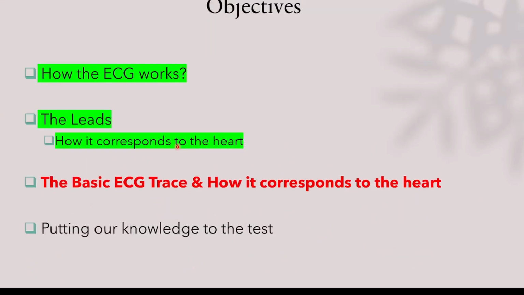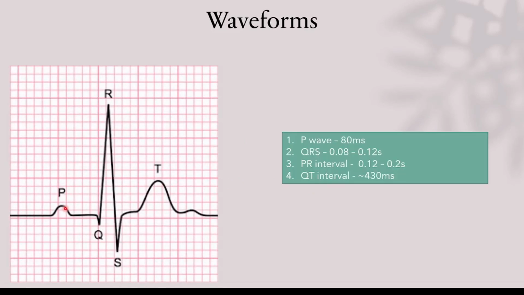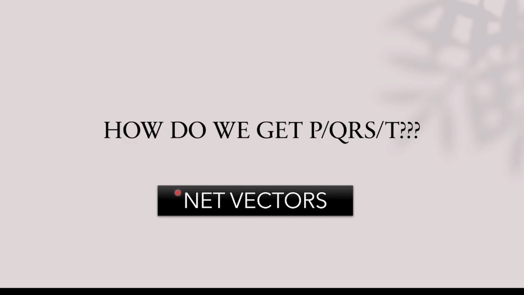Okay. Alright guys, so this is the end of the video. We have discussed today how the leads actually correspond to the heart. We looked at the specific directions and also gave the example of a myocardial infarction. So in the next video, we will actually discuss the basic ECG trace and how it corresponds to the heart. You can expect to see how we actually generate this classic PQRST waveform, and also the idea about net vectors.